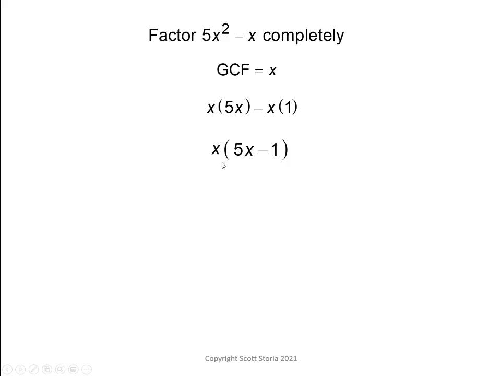And as always, we'll distribute to check our work. And again, I usually do this mentally. This will give me 5x times x, which is 5x squared, minus x times 1, which is x. That matches the original, so I'm confident this is my factored form.